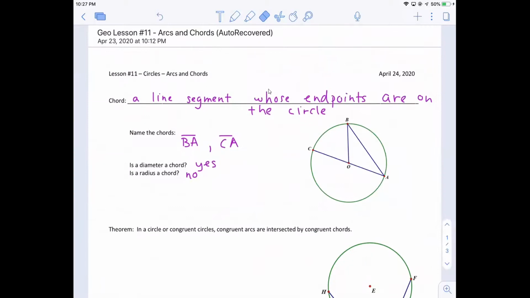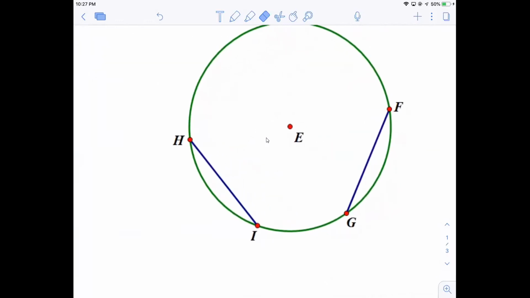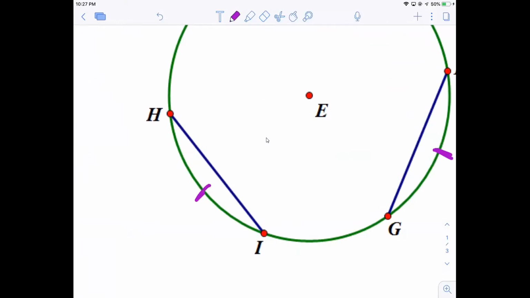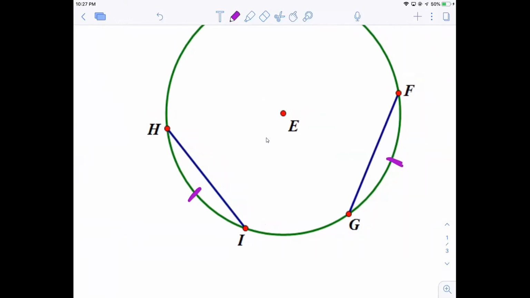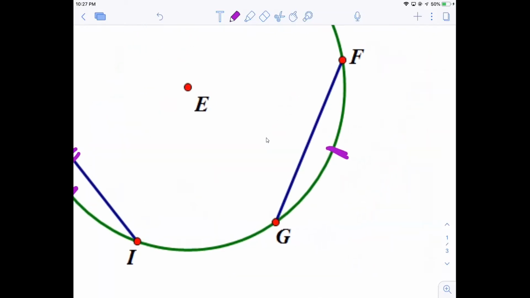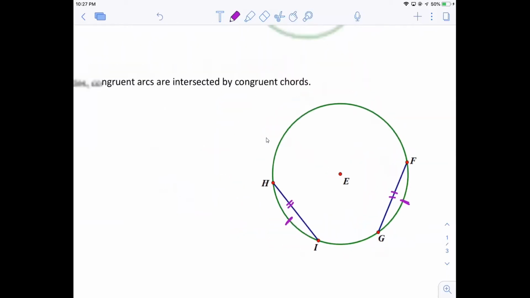And now we are all ready to do some nice theorems. So in this first theorem, it says in a circle or congruent circles, congruent arcs are intersected by congruent chords. So what that is saying is that if these arcs here are congruent, arc FG and arc HI, then the chords which make up those arcs also must be congruent. So it's saying chord HI must be congruent to chord FG if arc HI is congruent to arc FG.